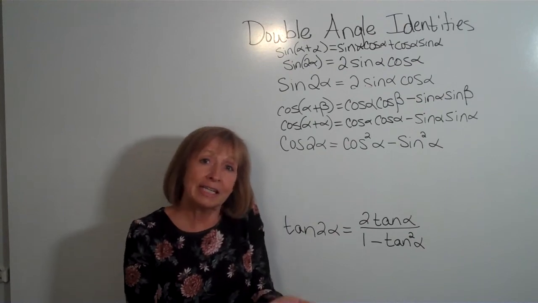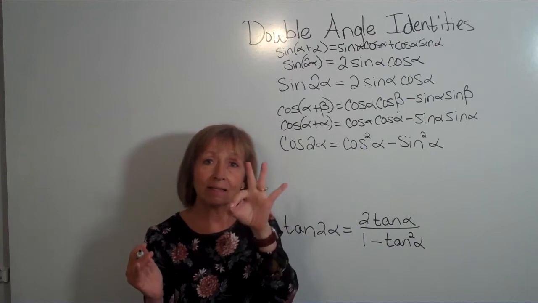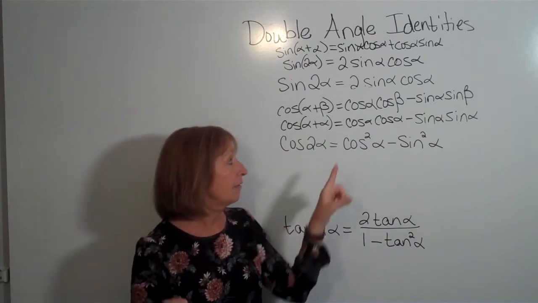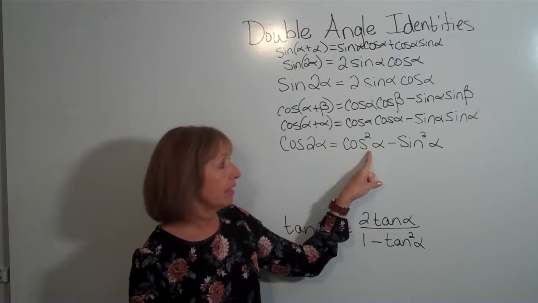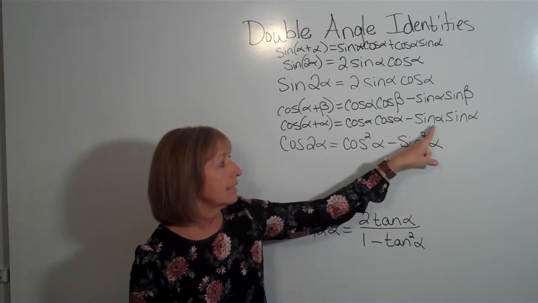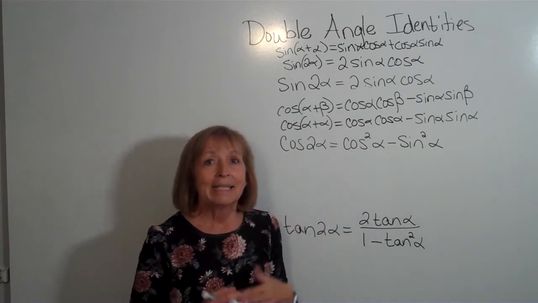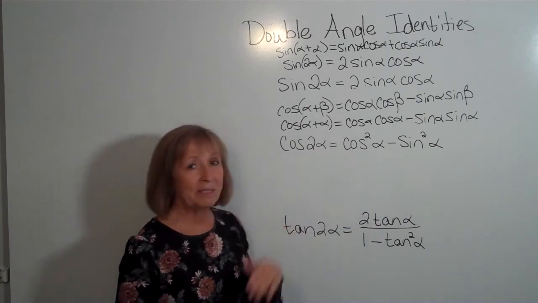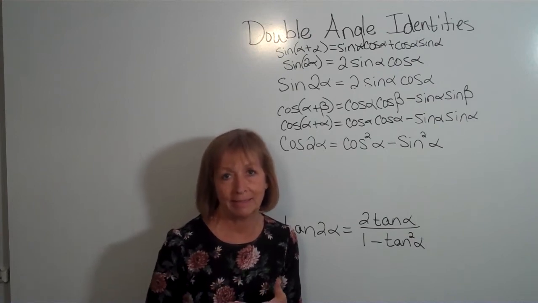But the convention is, instead of writing the parentheses with the square on the outside, to tuck the square between the cosine and the alpha. So cosine alpha times cosine alpha is cosine squared alpha, then minus sine alpha times sine alpha is sine squared alpha. Now here I've left some space because there's actually 2 more forms of the cosine of twice an angle.